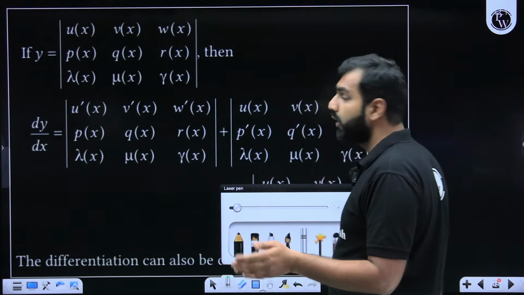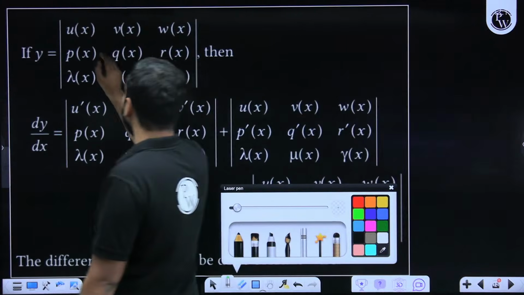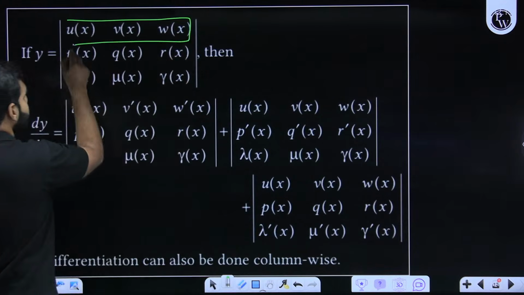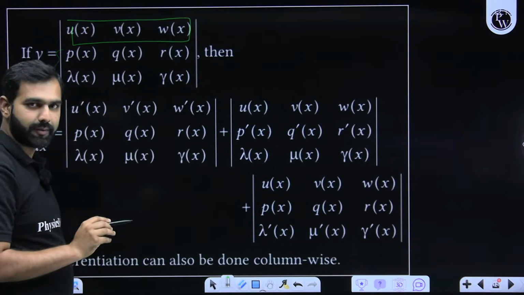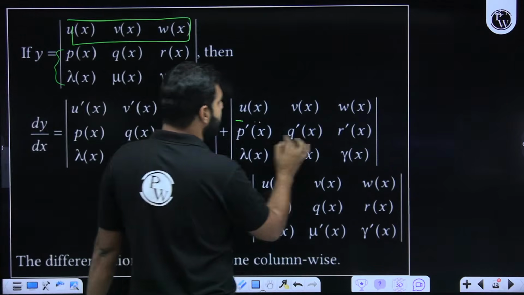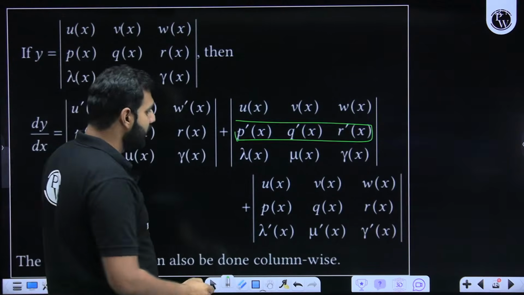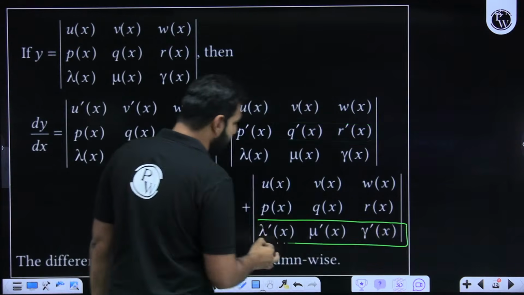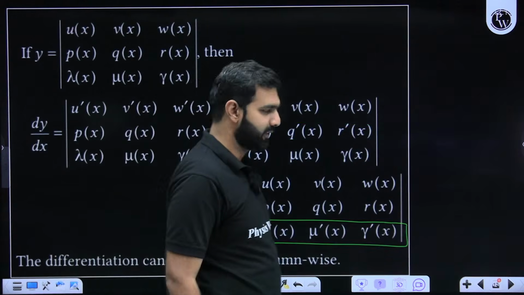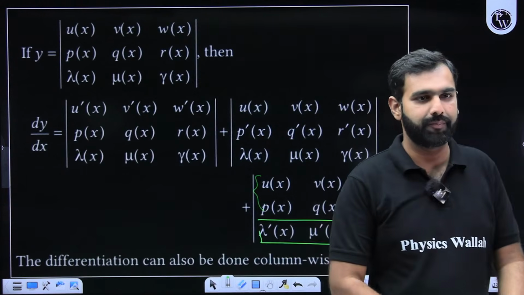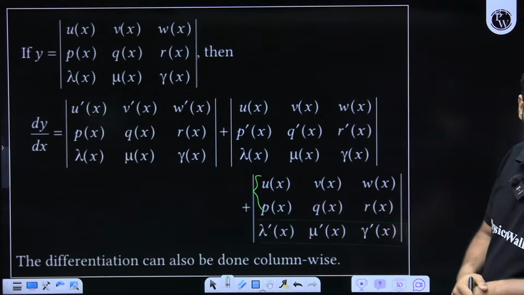Let's say I'm going row wise. First of all, I'll differentiate the first row. I'll keep the other two rows intact. Plus, I'll differentiate the second row. I'll keep the first and third row intact. Plus, I'll differentiate the third row, keeping the first and second row intact. I hope there is no confusion on that. I hope you all have understood that very clearly.